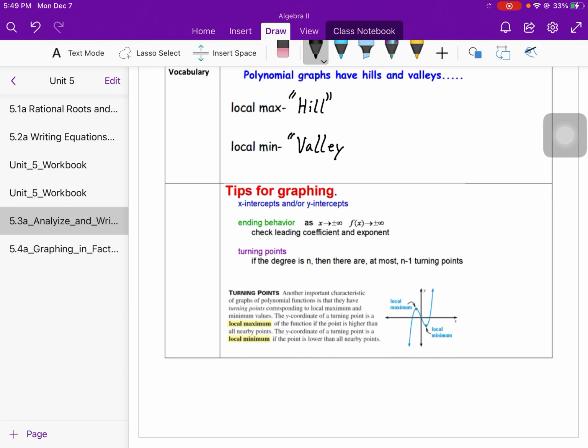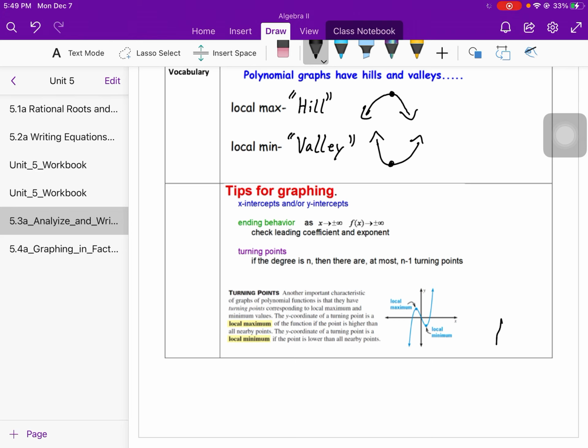What this looks like is, as a graph curves up, this would be a local maximum because it's the highest point, and it can continue on, just kind of an example. And then a local min is when a graph dips down, like this. We call these turning points because it's where the graph changes from going up to down or changes from going down to up.